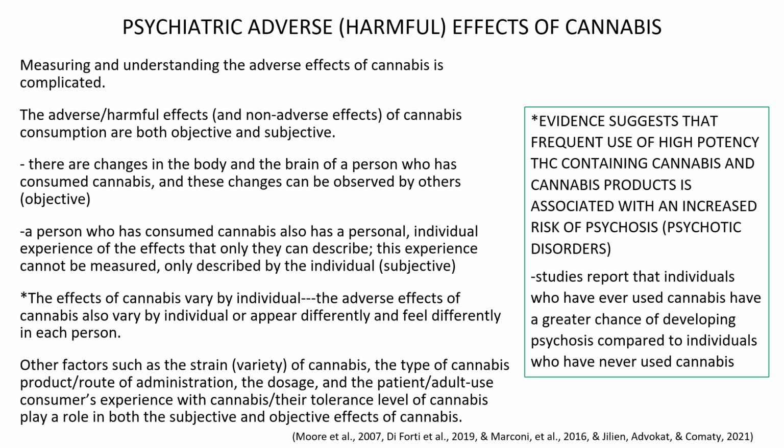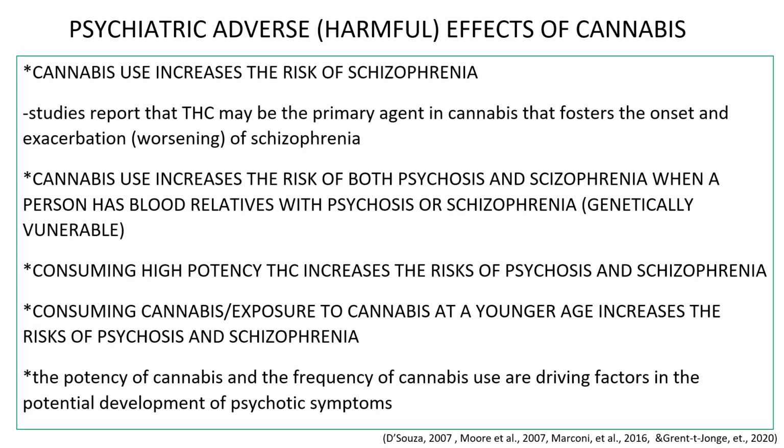So evidence suggests that frequent use of high potency THC containing cannabis and cannabis products is associated with an increased risk of psychosis or psychotic disorders. Studies report that individuals who have ever used cannabis have a greater chance of developing psychosis compared to individuals who have never used cannabis. Cannabis use increases the risk of schizophrenia. Studies report that THC may be the primary agent in cannabis that fosters the onset or exacerbation, or worsening, of schizophrenia.